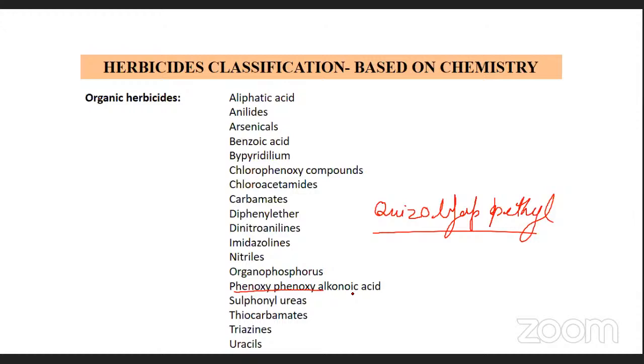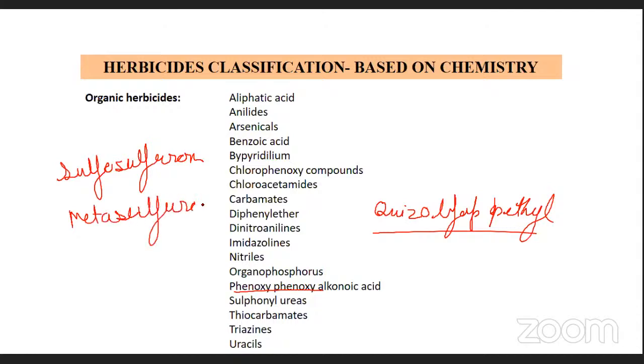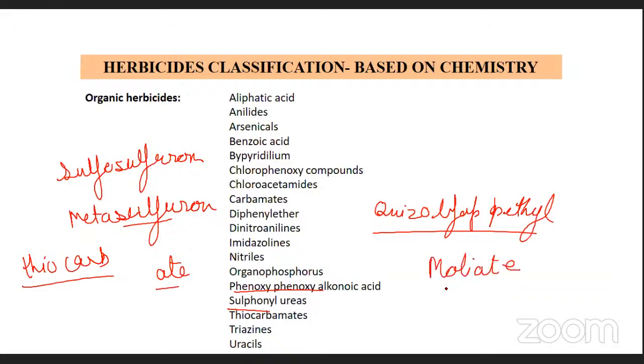Then we have sulfonyl urea, and in this sulfosulfuron, metsulfuron, these types of "sulfuron" suffixes usually come under this herbicide group. Then we have thiocarbamates, and in thiocarbamates may be the "thiocarb" suffix, or "ate" at the last, like molinate or benthiocarb. So these types of herbicides will be there in the thiocarbamates.